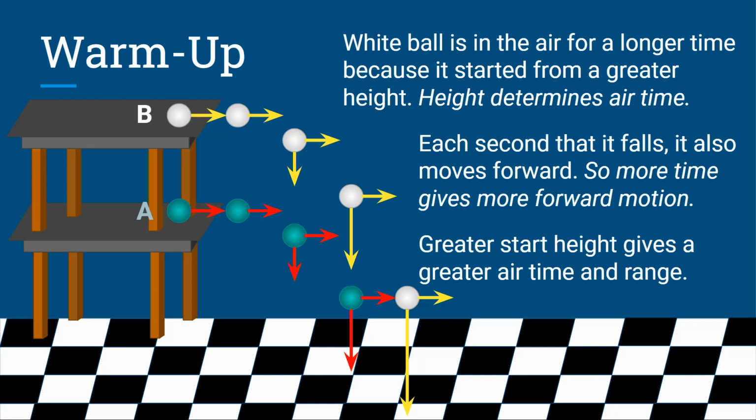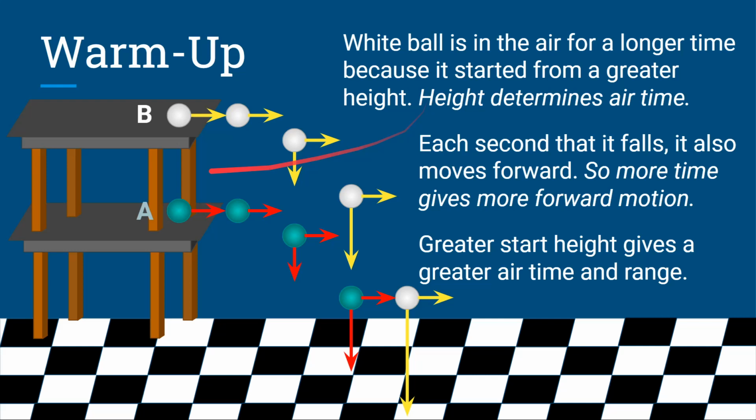I've labeled them A and B, but I also color-coded them. Mine, ball B, is the white one. It says the white ball, or ball B, is in the air for a longer time because it started from a greater height, and height determines that air time because it's got that much more space to make its way to the ground before it impacts it.